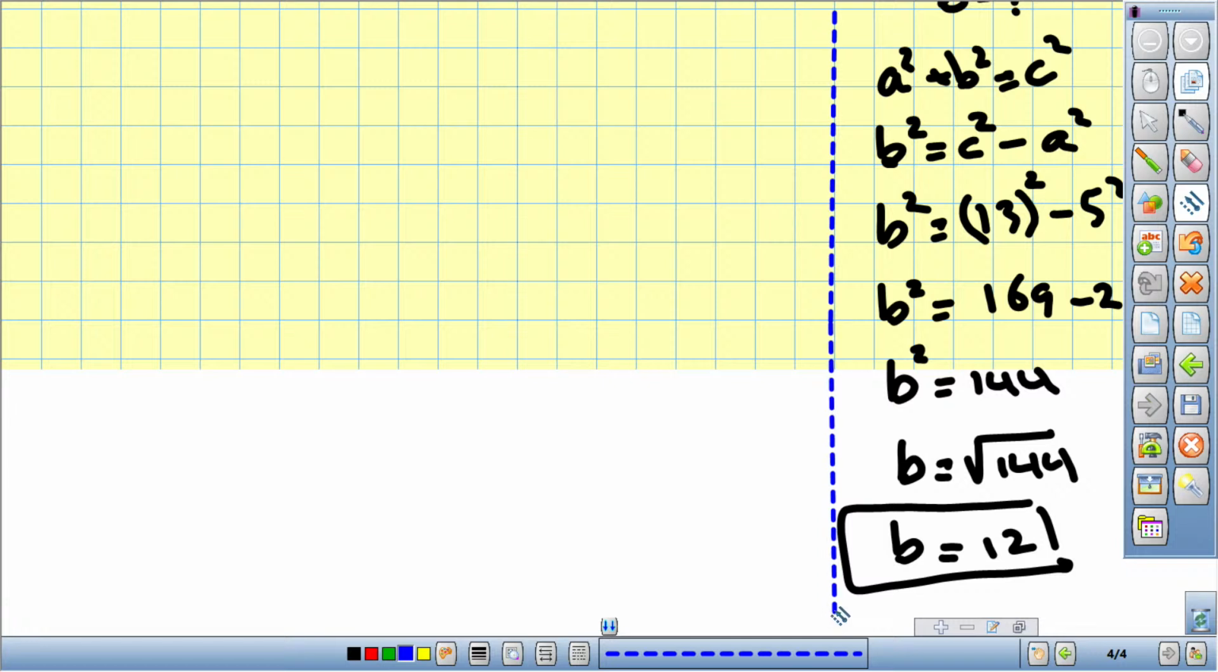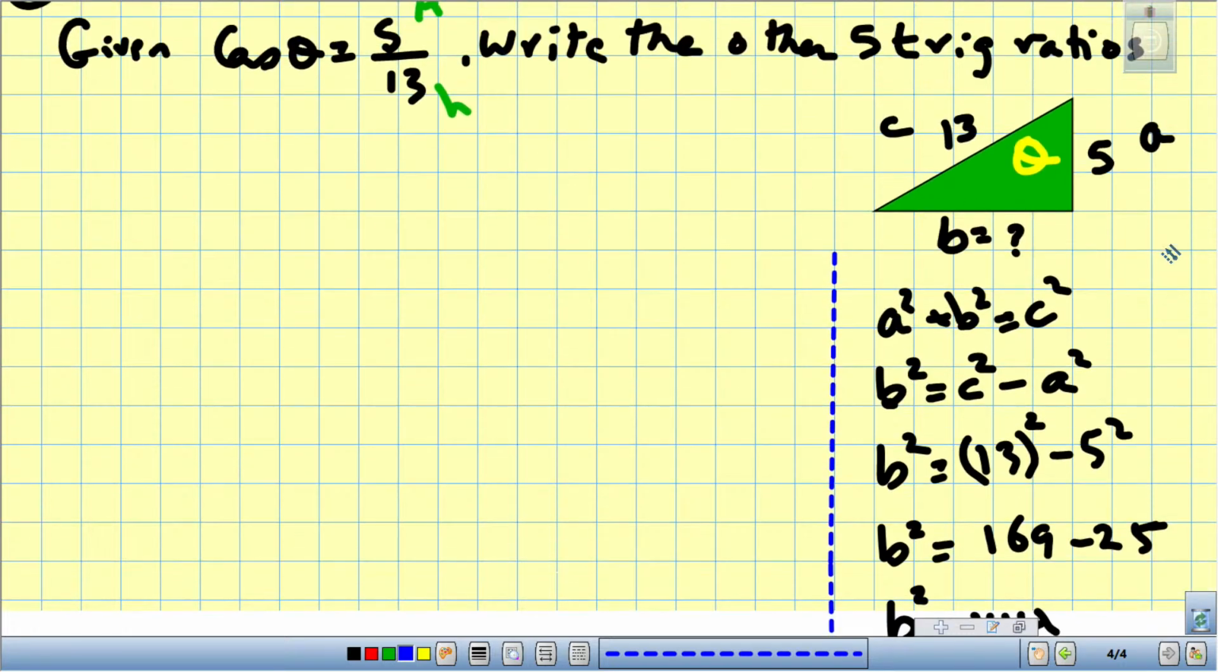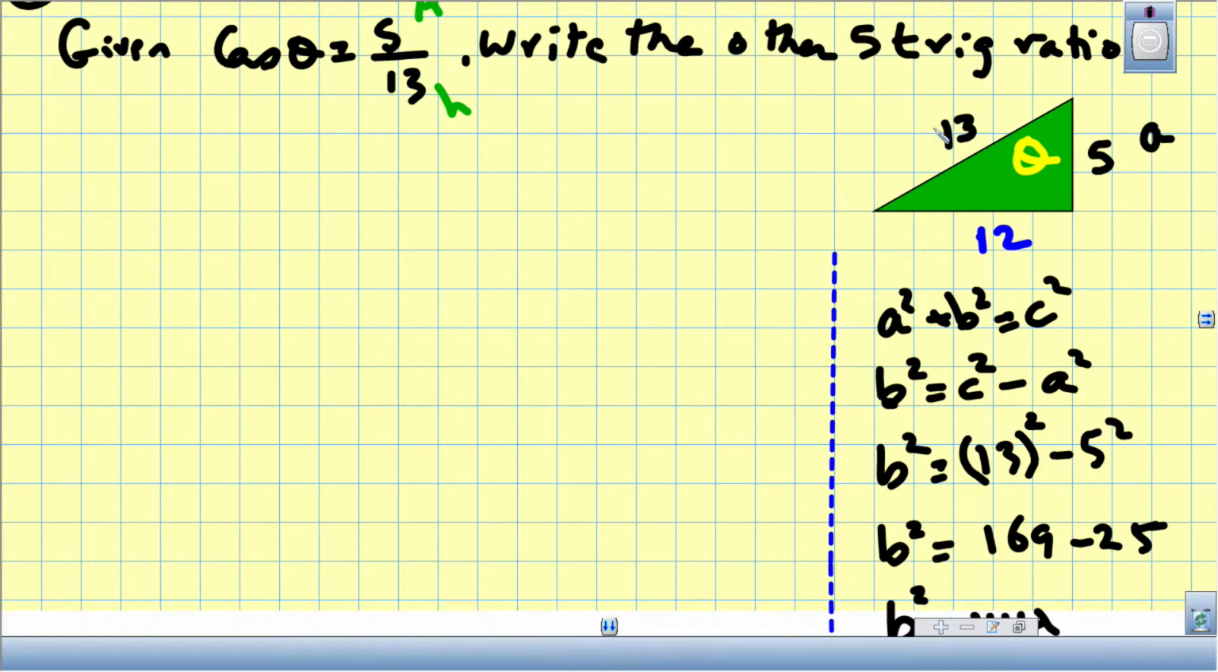Remember, you do the work on the side so you do not clutter your area of solution. Do this work on the side. So I got 12 here, and I'm going to put 12 next to this side here. b equals 12. You probably do not need c and a anymore. You could leave them, but it's up to you.